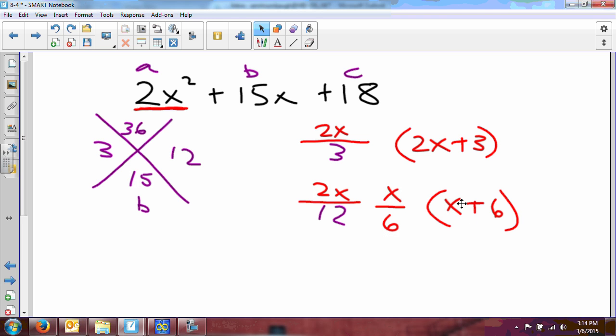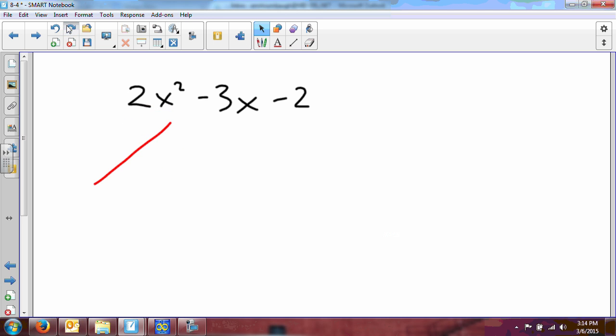Now I have my two factors. If I were to FOIL this out, 2x times x, 2x squared, 2x times 6, 12x, and 3x, that's 15x, 3 and 6, 18. Okay, so A times C on top, 2 times -2, -4, and my -3 on bottom, my B value. Okay, I need a positive and negative, and it will be 1 and -4.